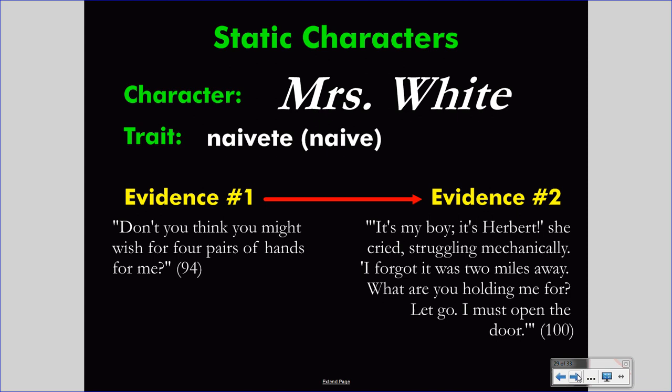Her actions here contrast with Mr. White's. Mr. White understands the situation and has become humble to fate, but Mrs. White continues to be naive and ignorant to the outcomes of her actions. We see, at the beginning of the story and the end of the story, Mrs. White demonstrating the same naive behavior. And that's all that's required of a static character defense.